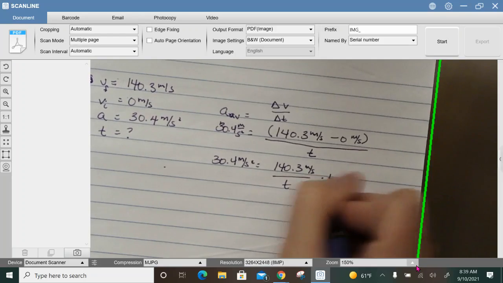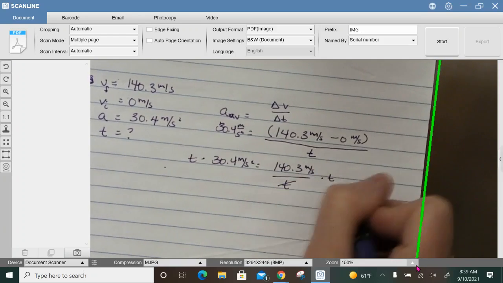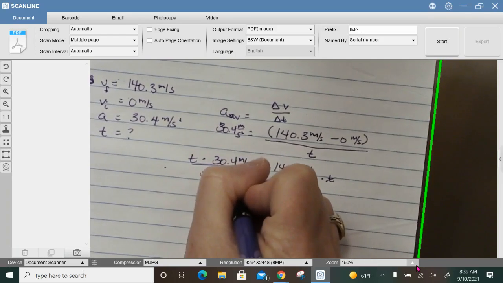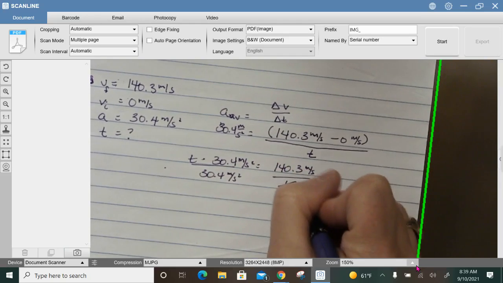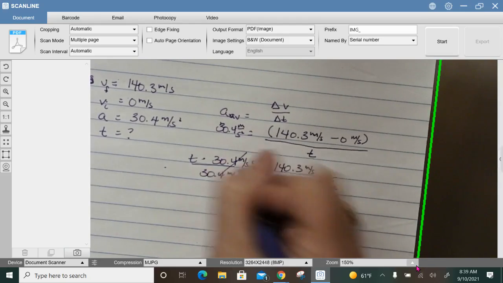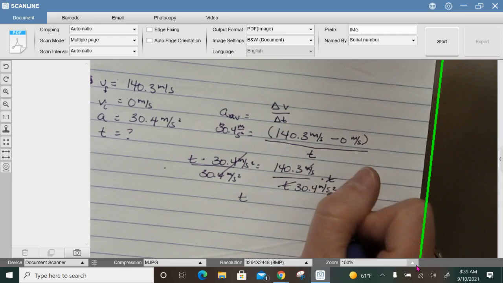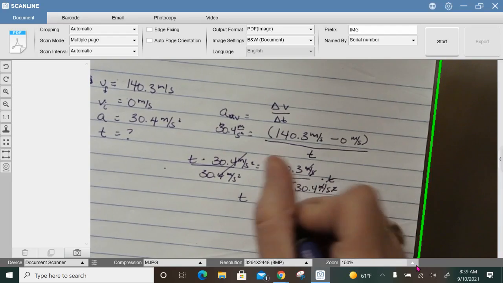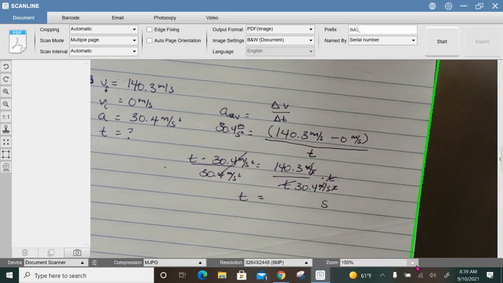So I'm going to multiply both sides by t, and then divide by 30.4. If I do that, meters cancels with meters. One of these seconds cancels with one of these, leaving me the unit of seconds, which is what I need because that's time, right? So my units have canceled out, and that helps me know that I've picked the right equation.